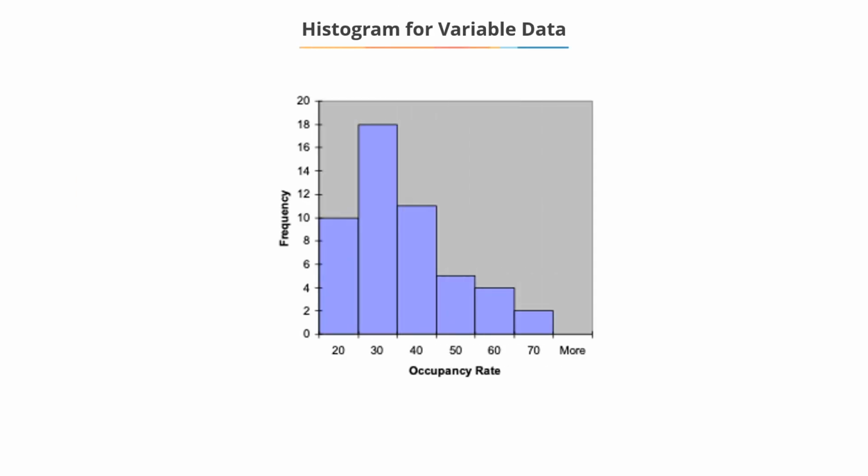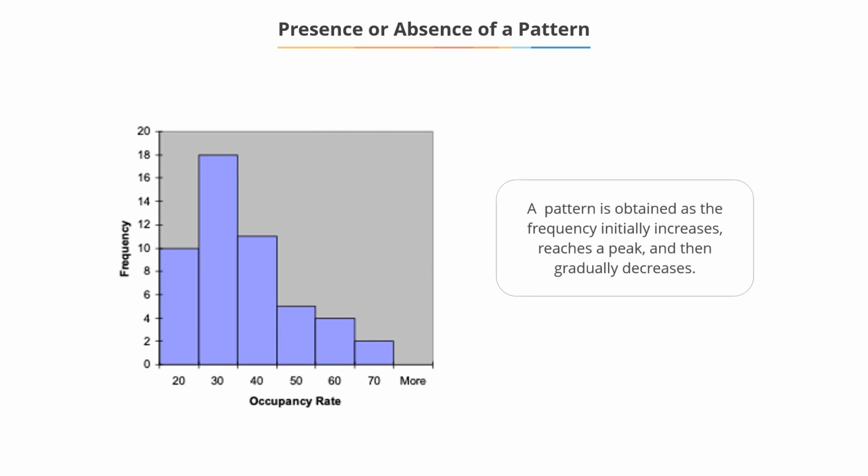A histogram for variable data can be studied from several facets. Presence or absence of a pattern. In the given figure, a pattern is obtained as the frequency initially increases, reaches a peak, and then gradually decreases. More precisely, data appears to center at the peak.